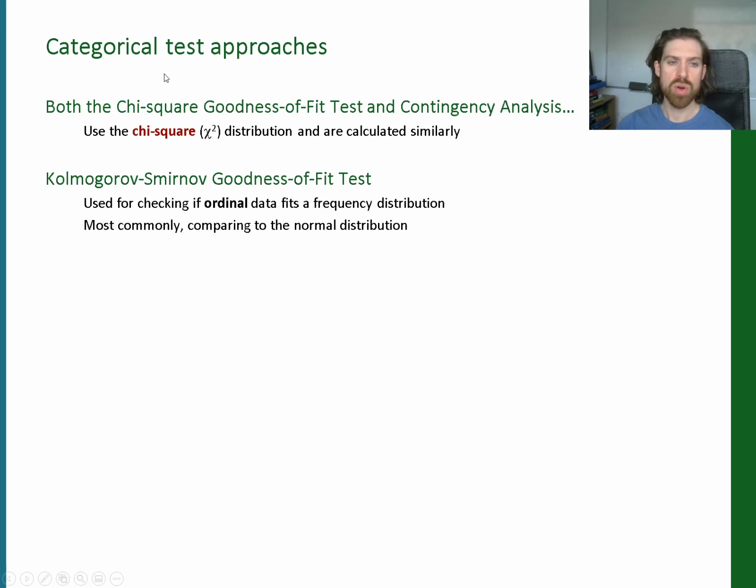The chi-squared goodness of fit test and the contingency analysis approach both use the chi-squared distribution and are calculated in a similar way. The Kolmogorov-Smirnov goodness of fit test is for ordinal data. It uses a slightly different approach, using the cumulative distribution, comparing a data sample that you've collected against a theoretical cumulative distribution to look at whether your data are normally distributed or not.